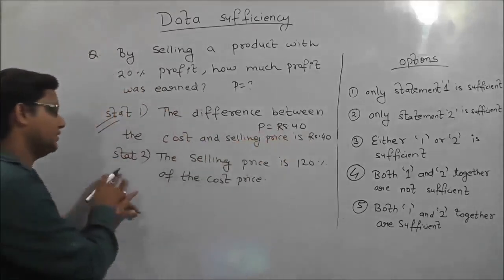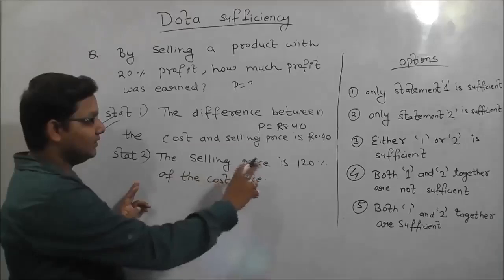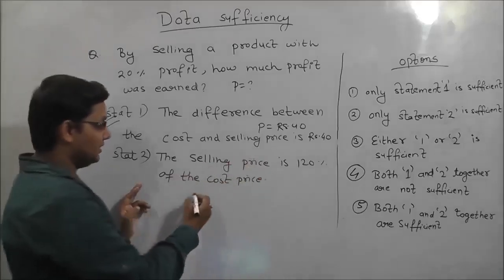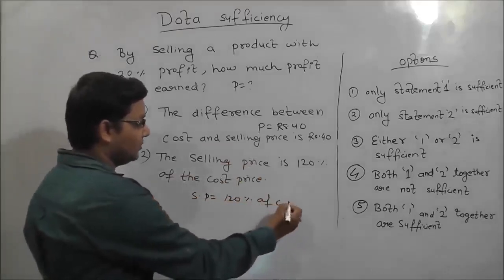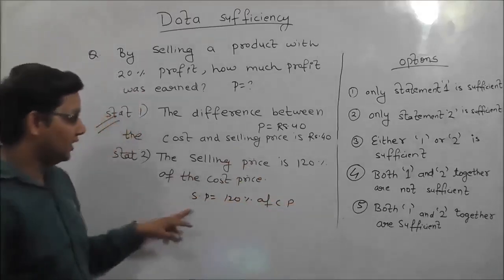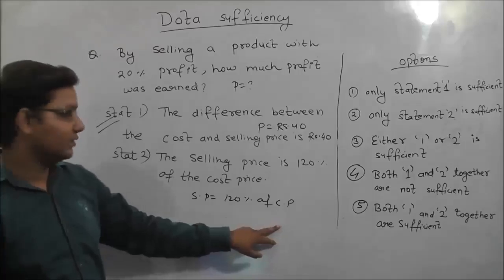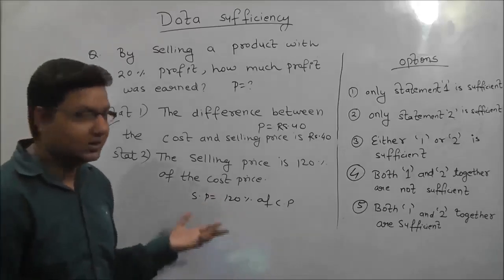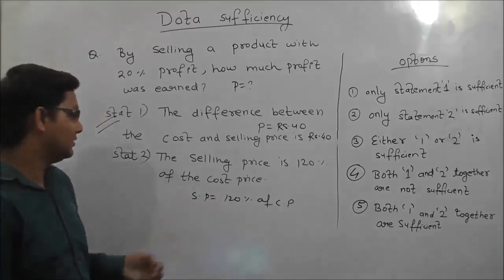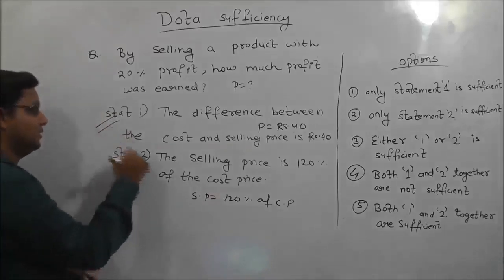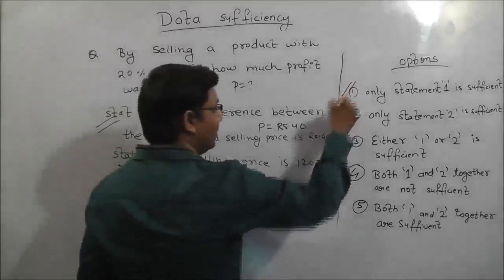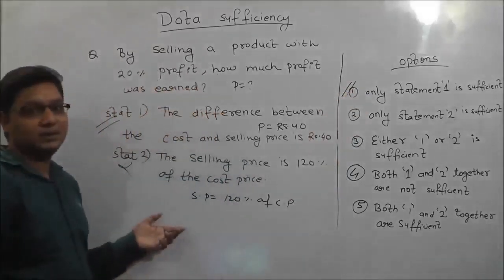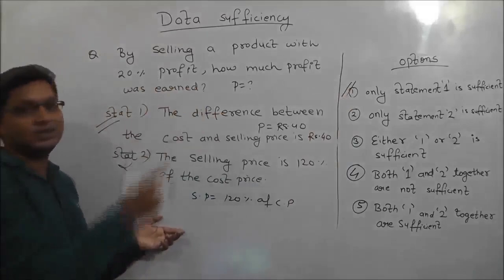So let's see the second statement. The selling price is 120% of the cost price. So with the help of this statement we cannot find the profit. So directly we can say that only statement 1 is able to get the answer. So our answer will be only statement 1 is sufficient to get the answer.